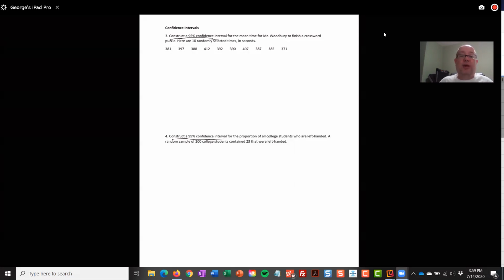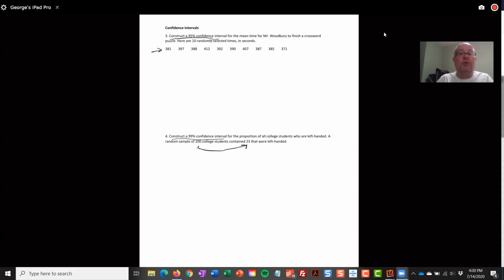Also, as opposed to the sample size problems, you'll actually have a sample. Here we have a sample of 10 values. Here we have a sample of 200 students, 23 that were left-handed. So you'll have sample information to work with. You didn't have that in the sample size problems. Once that's under control, it's back to the same problem.